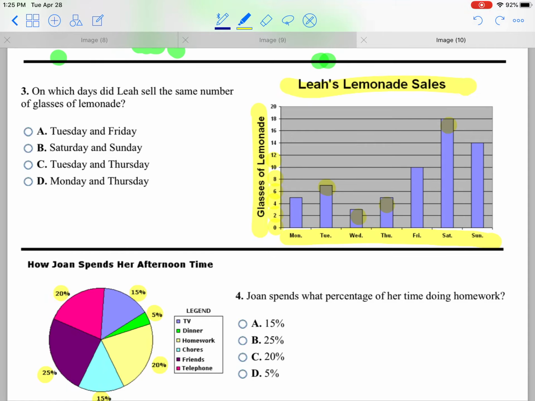So it says Joan spends what percentage of her time doing homework? So you're going to need to look for what color is homework and then find the percentage here that's labeled. So if I was looking at what percentage of her afternoon does she spend doing chores, I would see that chores are blue, and then I would look over here to this blue color, and down and beside it is labeled 15. So 15% of her time is spent doing chores. And then this 20% here, if I was curious as to what that stood for, I would look for the pink. I would come over here, it's pink, and say the telephone stands for 20%.